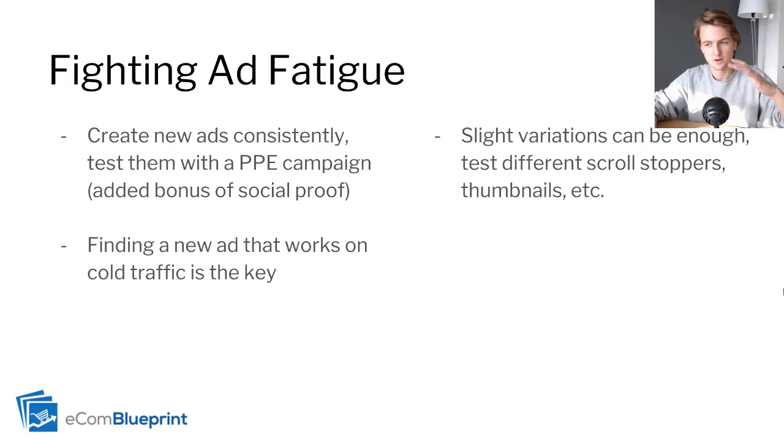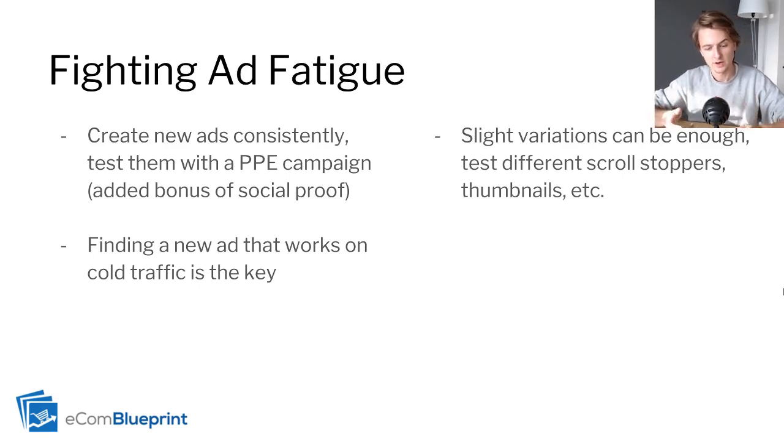And then, I run it at like $10 a day. And that'll get me some data so I can see if this ad is getting a low cost per engagement relative to the other ads that I'm already working with. And I can get a comparison that way. And I get the added bonus of social proof. So this is a really easy way to introduce new creatives at the start. Just test them with a PPE campaign. And then if the results look good, you can introduce them in other campaigns.